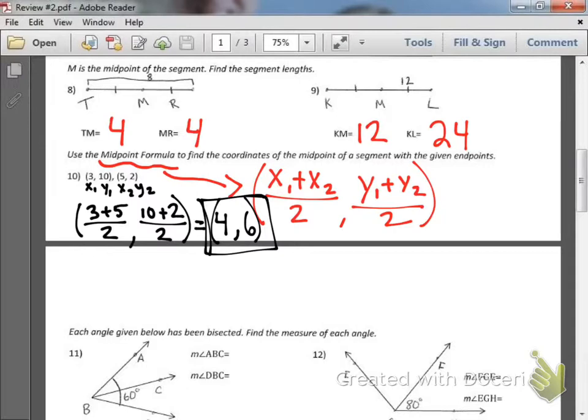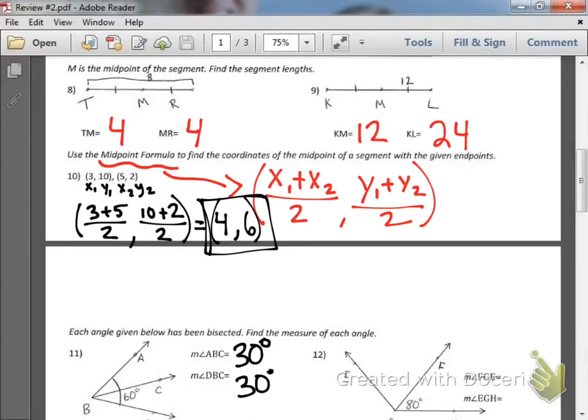Alright, we can squeeze 11 and 12 on this same page. So, on number 11, I am giving you the entire angle. I'm telling you that it's 60 degrees, and then I ask you for each of the smaller angles created by that bisector. So the whole thing's 60, and it's bisected, what's the measure of each of the smaller angles? 30. 30 and 30, good.